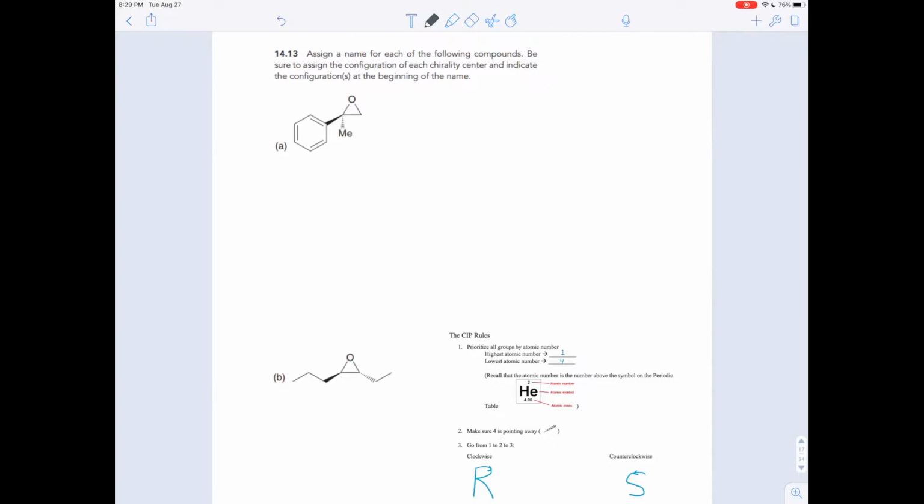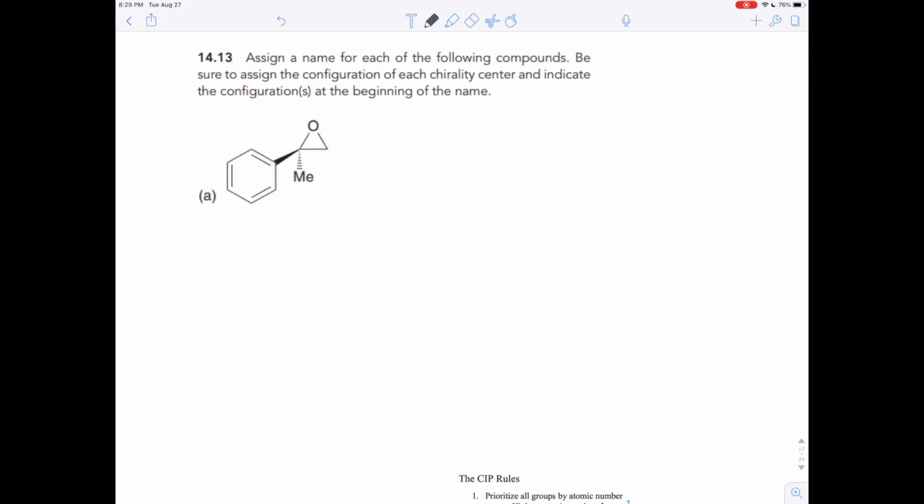In exercise 1413, they would want you to name some epoxides, and the only way this will be different from 1412 is these will have chiral centers. And so you will want to say whether those chiral centers are the left-hand version or the right-hand version of that molecule. Remember, a chiral center is an atom bonded to 4 different things. Carbon can form 4 bonds, so if it's bonded to 4 different things, it's pretty easy for it to become one of these chiral centers.